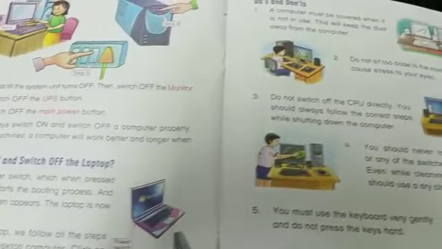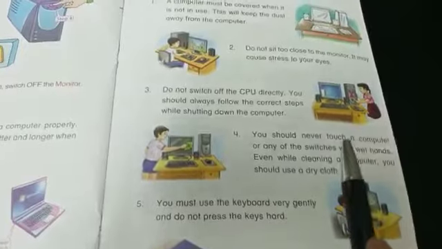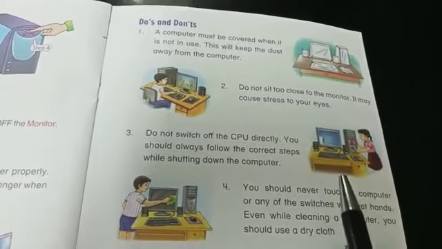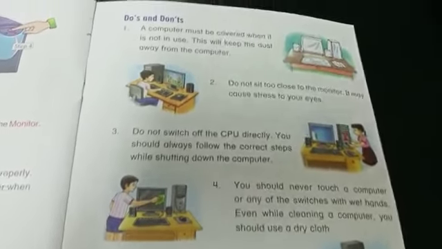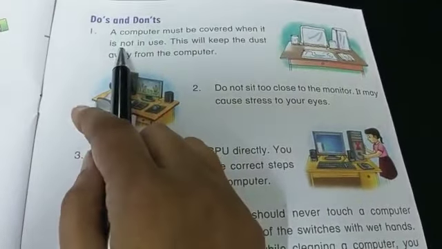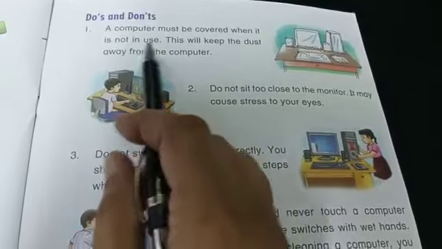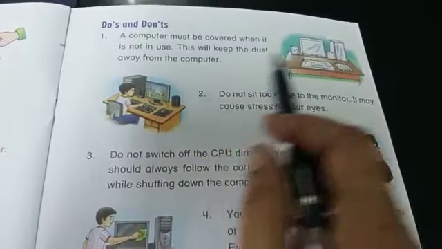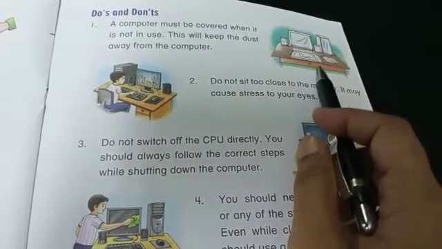Now children, something we should follow to keep our computers in good condition. What should we do? Come to page 29. Do's and don'ts. Number 1. A computer must be covered when it is not in use. This will keep the dust away from the computer. We should cover our computer properly. There should not be any dust.